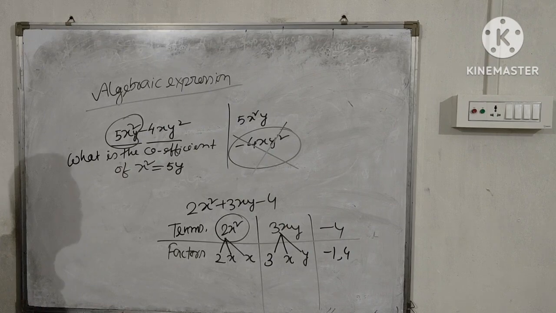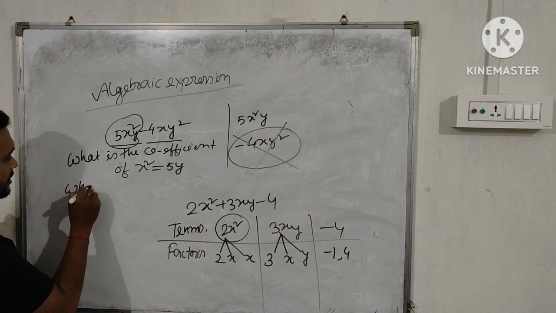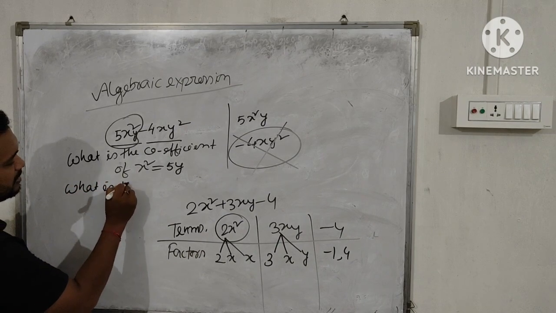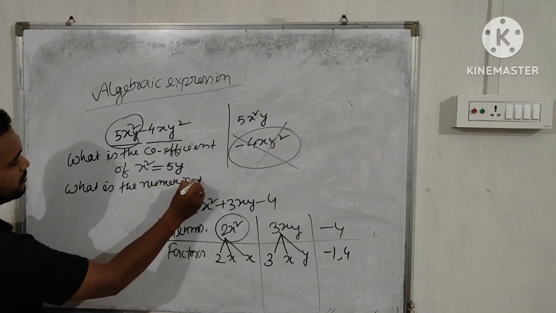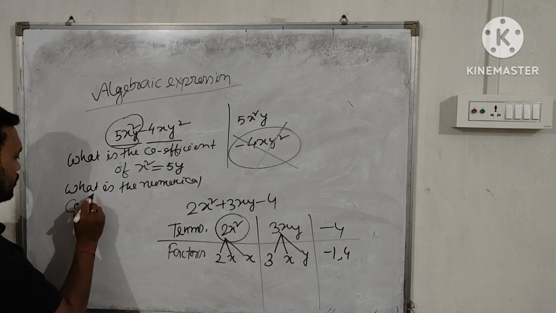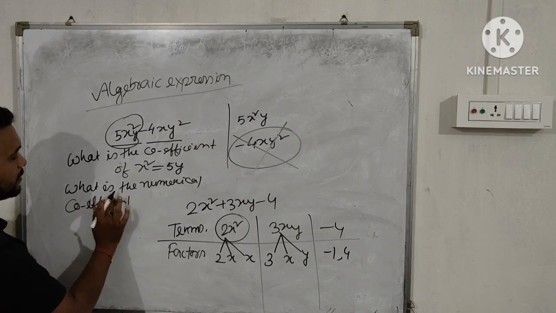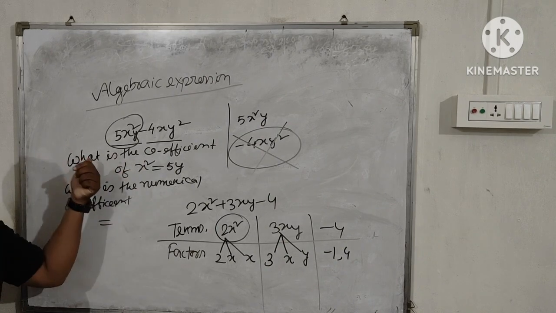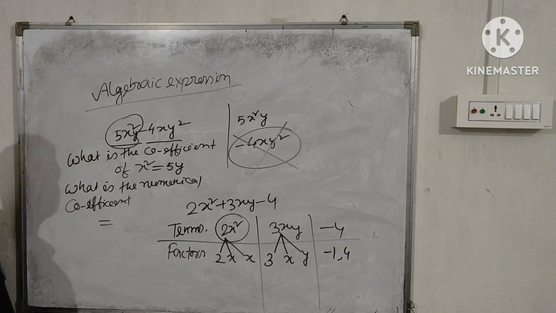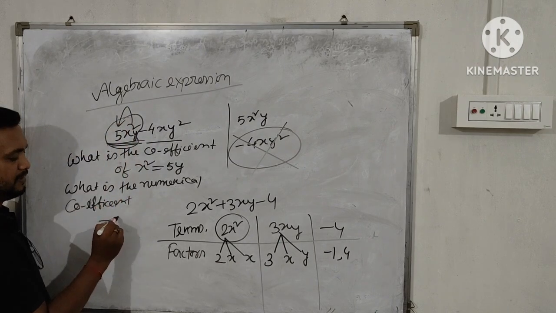Now it's time to learn the concept of numerical coefficient. Similarly, if someone asks you what is the numerical coefficient? Numerical coefficient means the number which is multiplied with the factor. So in this case, with x square, which number is multiplied? That is 5.